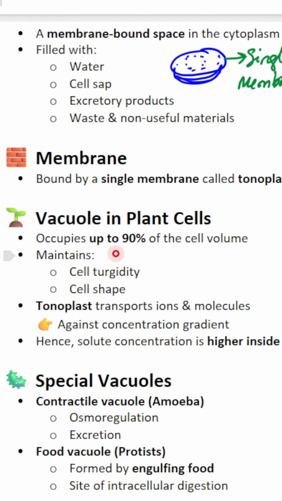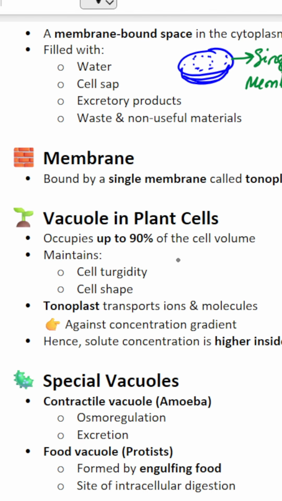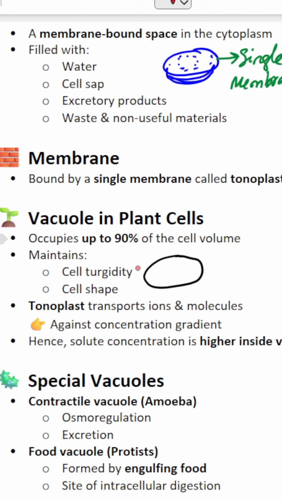And in plants, about 90% of the cell is controlled by these vacuoles. For example, suppose this is the cell. Inside the cell we find the vacuole is a major portion, that is, 90% of the region is controlled by vacuoles. Why? This 90% not only helps in maintaining the concentration gradient, it also helps in maintaining the cell turgidity and the cell shape.